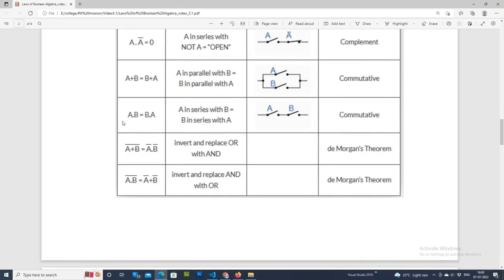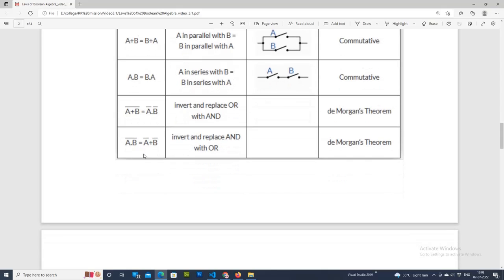Okay, and again we know this: A plus B equals B plus A, A in parallel with B equals B in parallel with A. We can reverse this, here we can have B and here we can have A, so it remains the same. Or A dot B equals B dot A, A in series with B equals B in series with A.